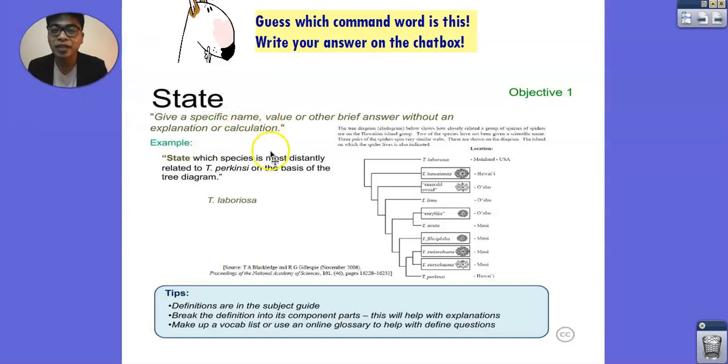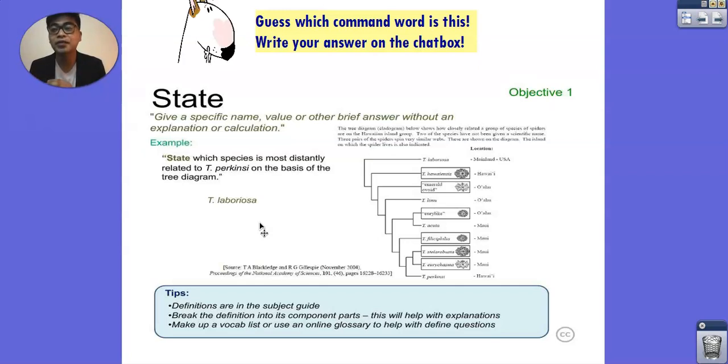So when you state, for example, which species is most distantly related to T. perkinsi on the basis of the tree diagram. So all you need to do is to find here the one which is related with each other. You don't need to actually think more about this one, because these questions are taken randomly from the book. So state here, the answer is T. laboriosa. So the T. laboriosa here is the specific name. So when we say state, you just need to tell us the exact answer.